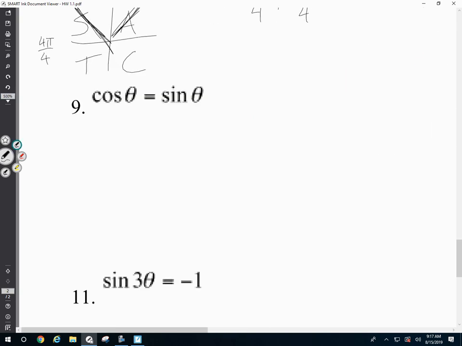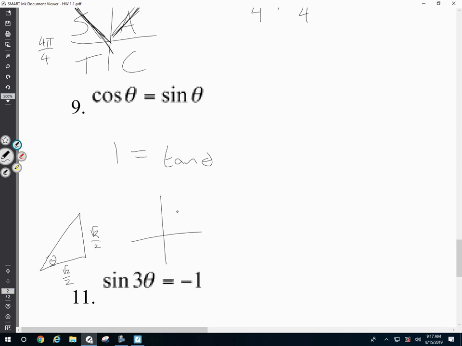I like this one. Multiple ways to do this. You could divide both sides by cosine. And when you divide both sides by cosine, you get when is tangent equal to 1. Well, I know that at the pi over 4s, when I have root 2 over 2 divided by root 2 over 2, that the tangent of this angle is 1. So that's at a pi over 4.